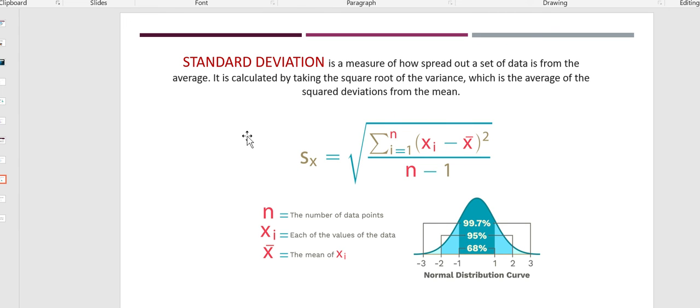This is a manual way of calculating standard deviation. The same formula is used by different software like SPSS and Excel sheet, and they calculate automatically. But if you want to calculate it manually, which is a time-taking process, it's your choice. Okay, so this is all about standard deviation.